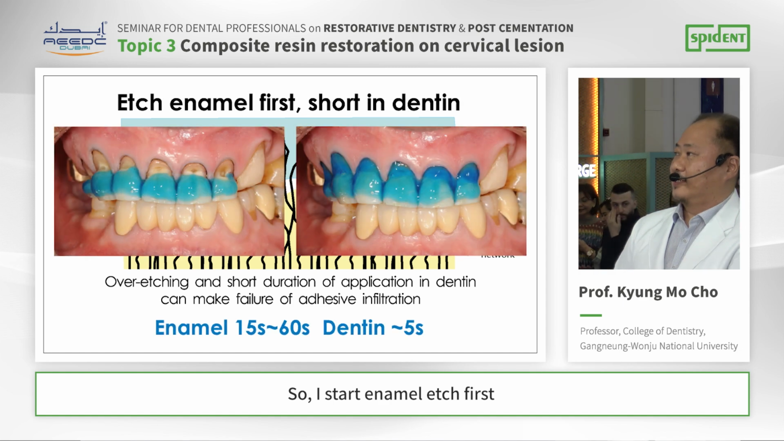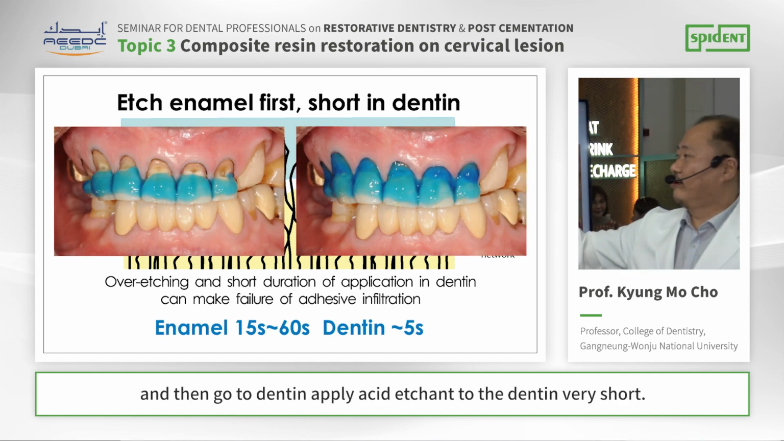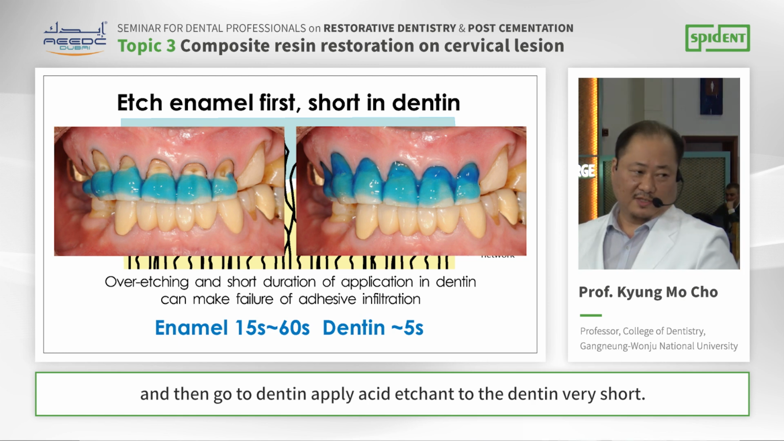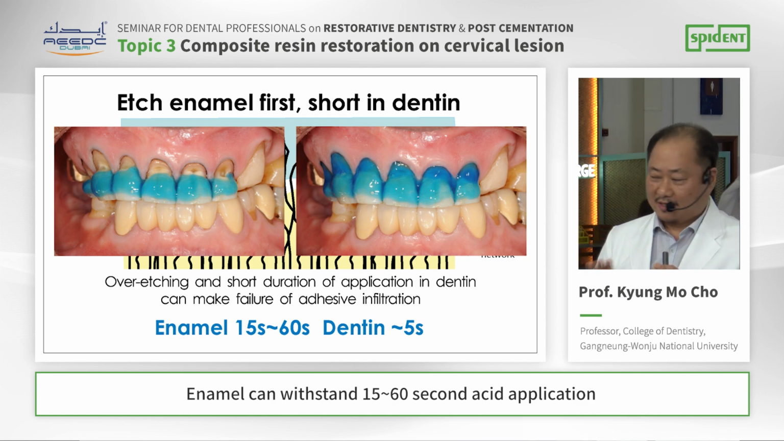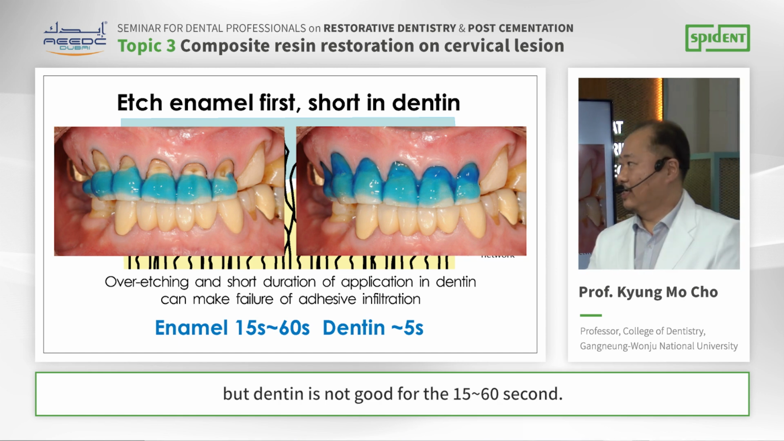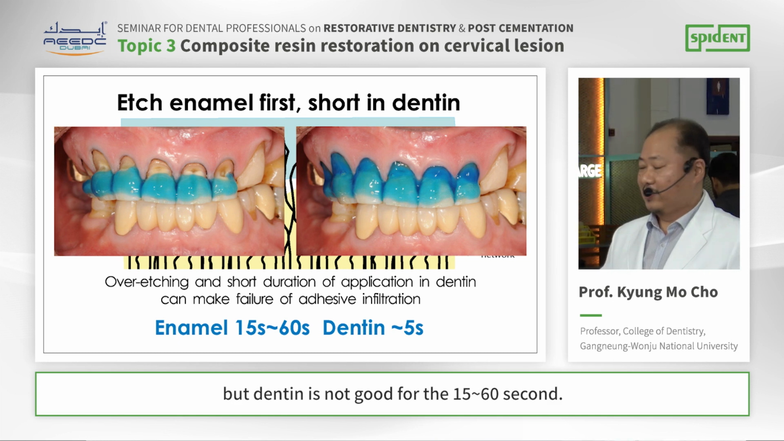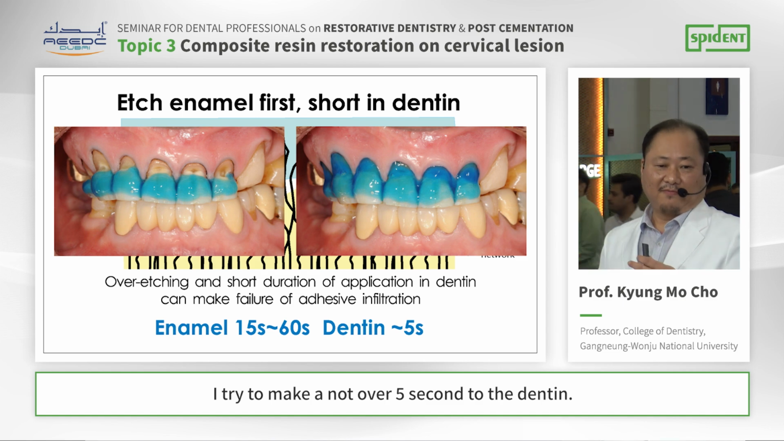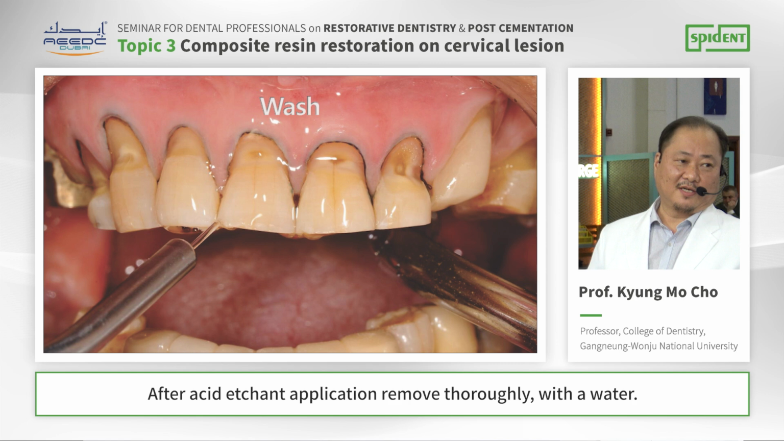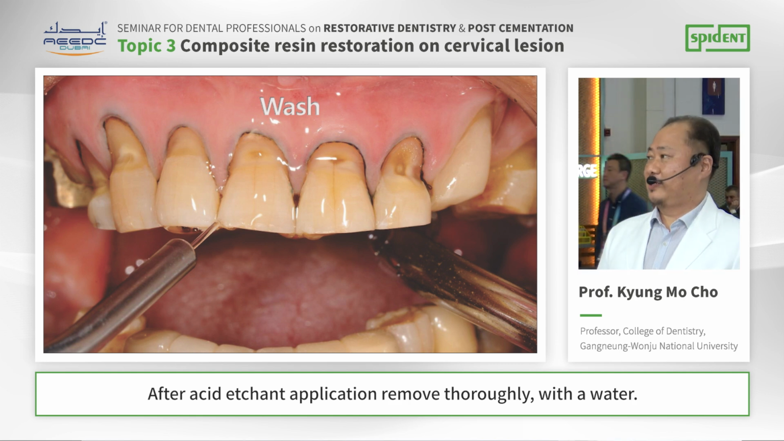So I start the enamel etch first, and then go to dentin, applying the etchant to the dentin very briefly. Enamel can withstand 15 to 16 seconds of etchant application, but dentin is not good for 15 to 60 seconds. So I try not to go over 5 seconds on the dentin. After etchant application, we should remove it thoroughly by washing with water.